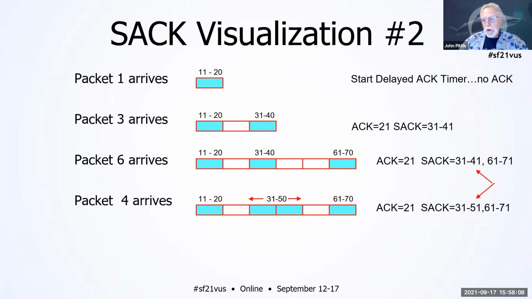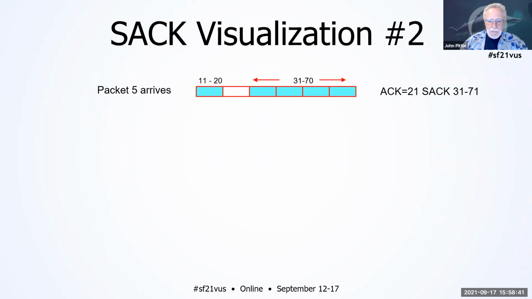Now packet 4 arrives. And notice that one of our SACK blocks changes the right edge. Notice how the right edge of the first block changes from 41 to 51. So this block is still one contiguous block. It came from 2 different packets, but it's one continuous block of stream bytes. And by the way, I did receive 61 through 70 as well.